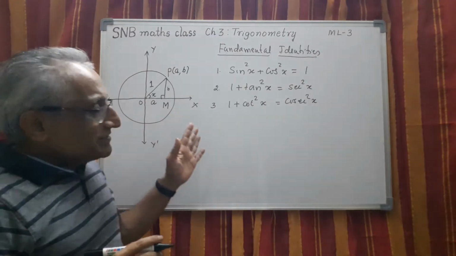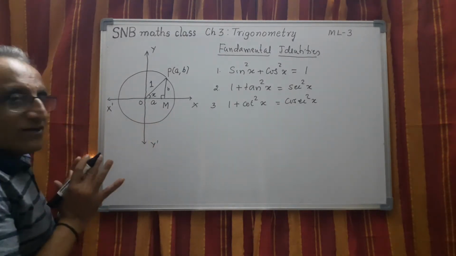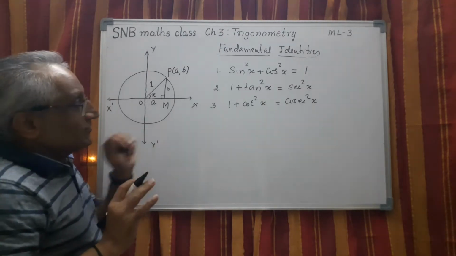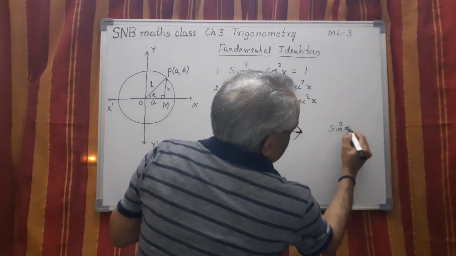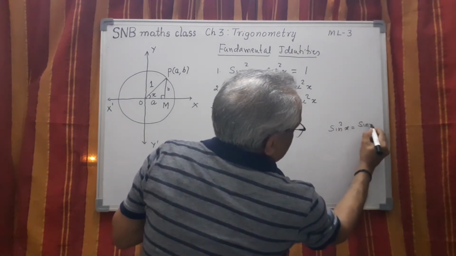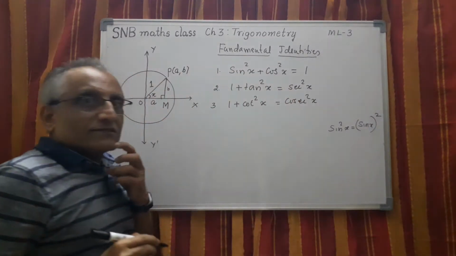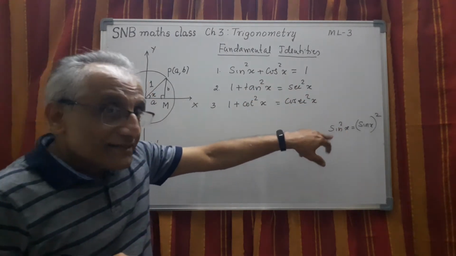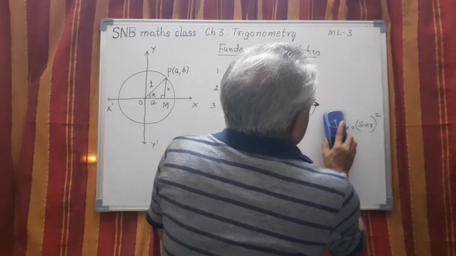Actually, they are very simple to prove. See, you take the same diagram. See how we can prove it. And before that you should also know one thing. What is the meaning of sine square x? This means sine x, then its square. So that is the meaning of sine square x. Similarly, cos square x means cos x, its square. So that is the understanding. Now let us prove them.